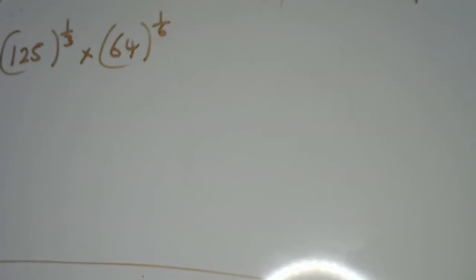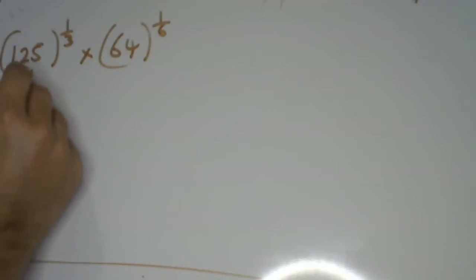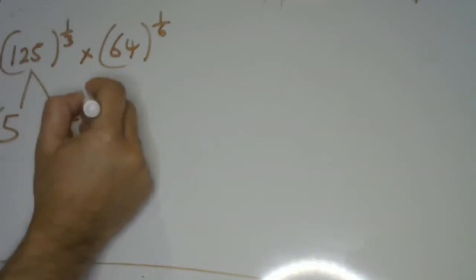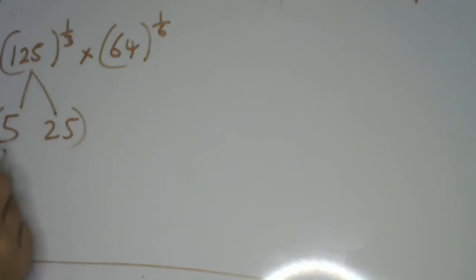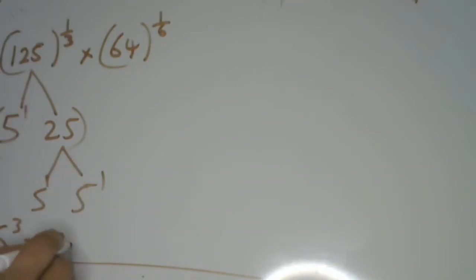Now when we think of 125, we can break this down into 5 multiplied by 25. This can be further broken down into 5 times 5. So we have 5 cubed, which is really 125.